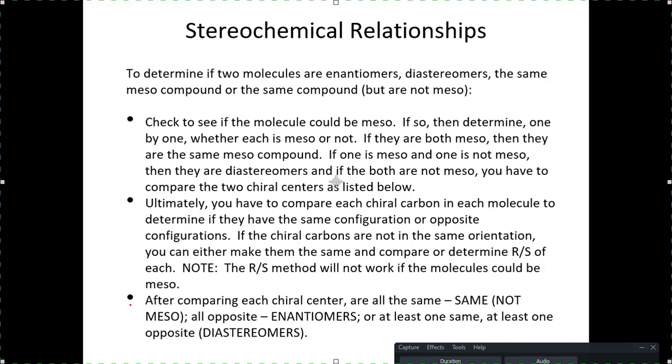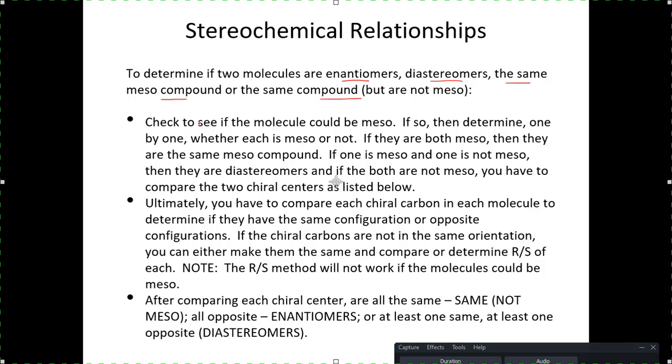Okay, so now we're going to talk a little bit about stereochemical relationships. If I give you 2 molecules, what are their stereochemical relationships? And there are 4 possibilities. They are enantiomers, they are diastereomers, they are the same meso compound, or they are the same compound but they're not meso. So how do we do that? And here's sort of a little flow chart that you can use.